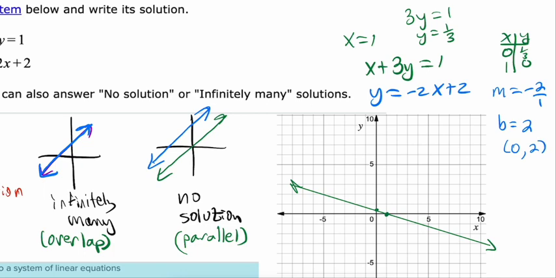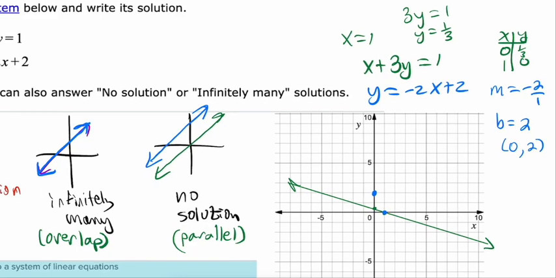So to graph that one, we are going to go to 0, 2. We're going to count down 2 over 1. Ooh, it hits it perfectly. Down 2 over 1. That's great. If it doesn't hit it right off the bat, make sure you stretch that line out until they do hit, because then you'll get a nice intersection if they happen to intersect.